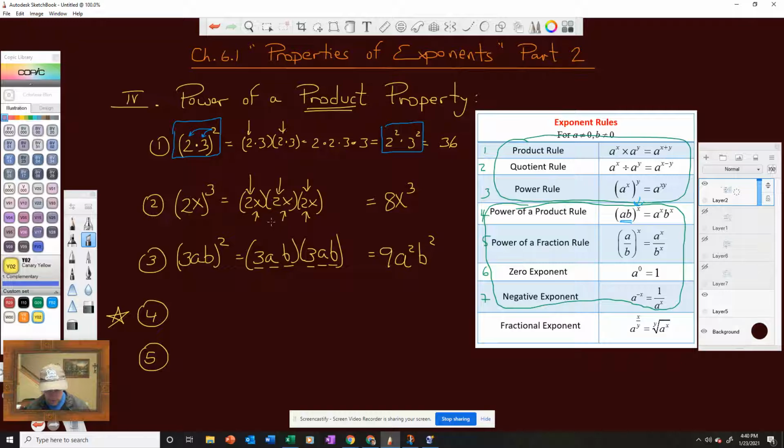All right, the next one has a star by it because it's a challenge. I'm going to see if you can figure this out.